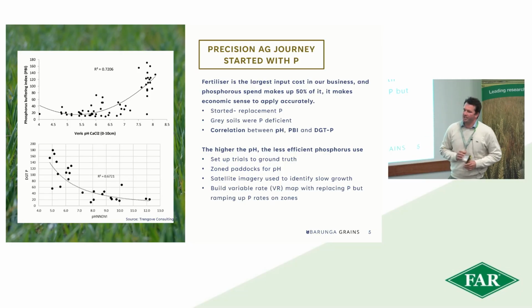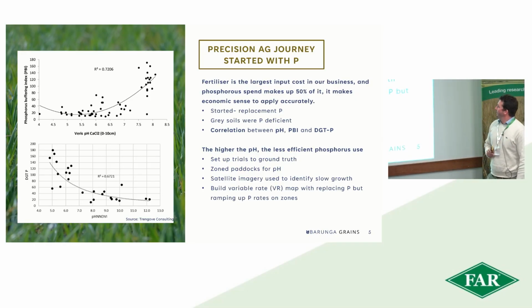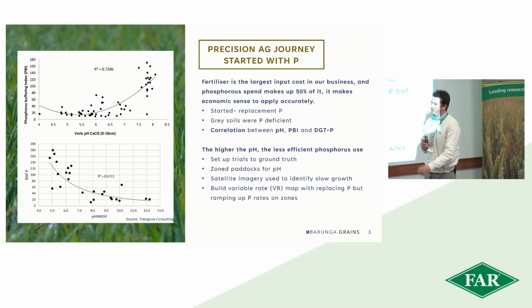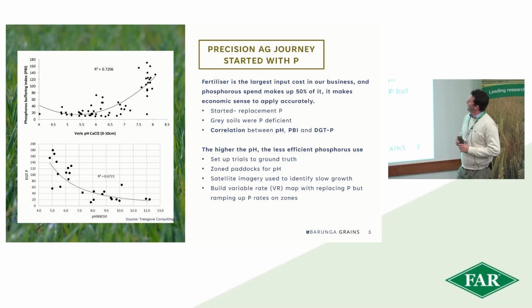So my precision ag journey started with phosphorus. We just wanted to try and use one of our most expensive inputs a little bit more efficiently. So we just started replacing phosphorus. If we took a tonne off of cereals, we'd put 4 kilos of P back on. And then over time, we noticed that just replacing it, we're finding these greyer soils with higher pH.